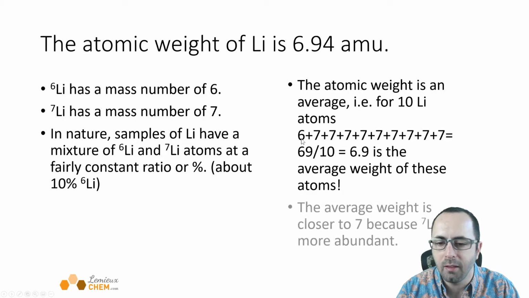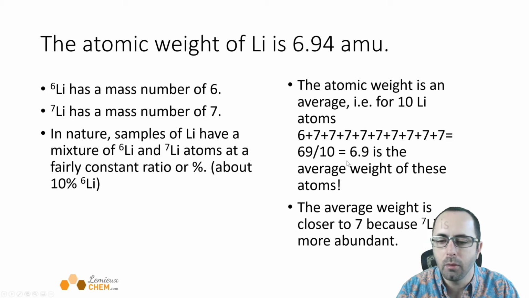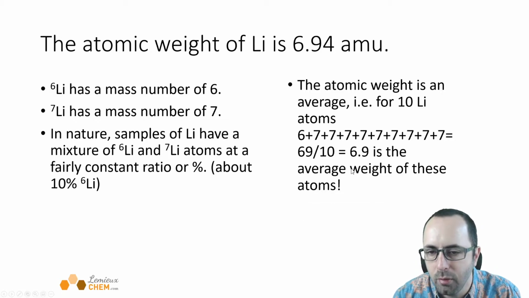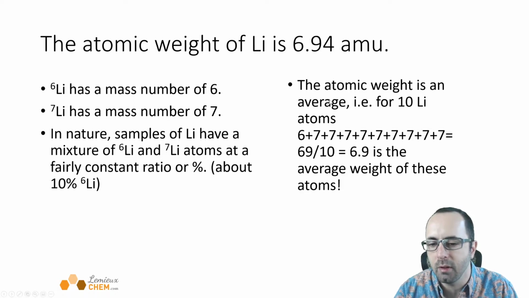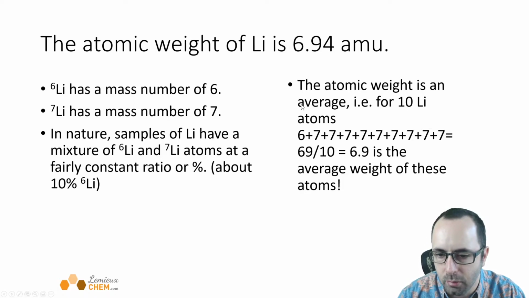One of them has a mass of 6. The other 9 have a mass of 7. So we add 6 plus 9 sevens and we get 69. And we divide by the 10 atoms we have and we get 6.9, which is the average weight of these atoms. So close to 6.94. We're not being real exact here. That is the way in which this kind of average should be done.